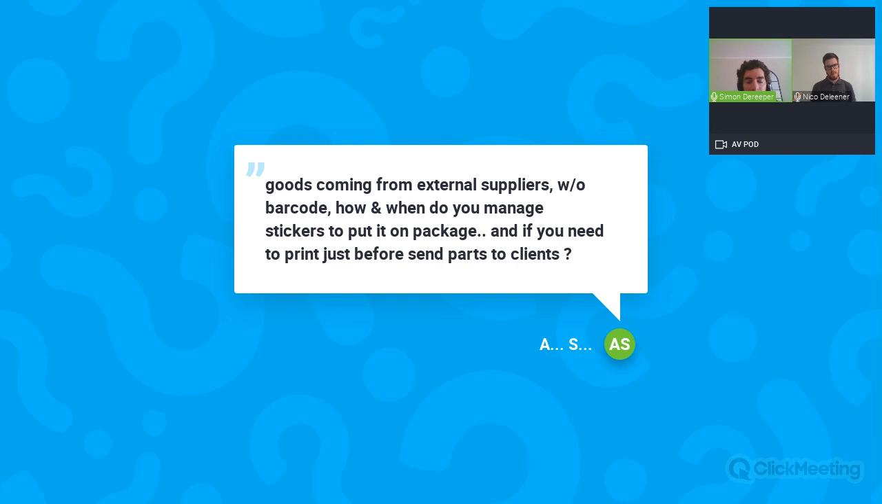And next question: goods coming from external suppliers without barcode, how and when do you manage stickers to put on the package, and if you need to print just before sending parts to the client? Okay, so the part when you post the goods receipt can also trigger in the system the print of the labels. But of course here the first screen was also scan the handling unit, so then it will be too late. But we can still tweak those applications, of course.